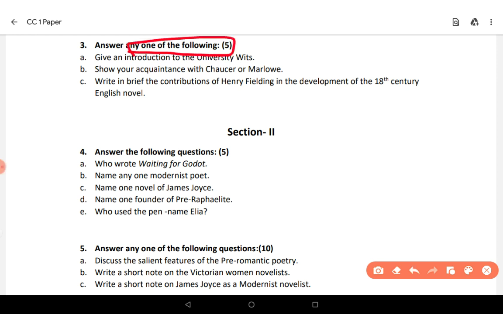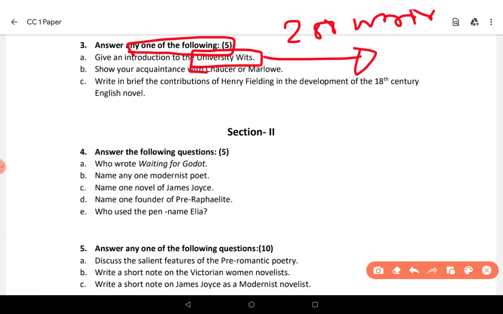In the next part, you have to answer any one, 5 marks, which means 200 words. First question, in University Wits, mention Oxford and Cambridge. The scholars from these universities were known as University Wits. Mention some of these scholars and their plays, and you're good to go. Show your acquaintance with Chaucer and Marlowe. Again, very briefly write about Chaucer and Marlowe, mention some of their plays, and write something about them.